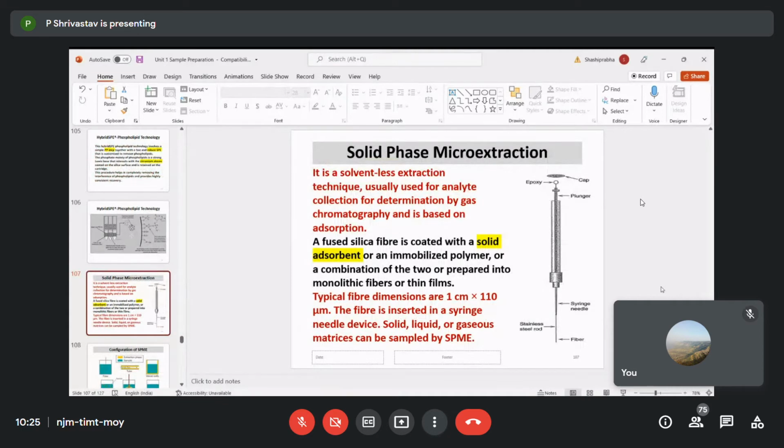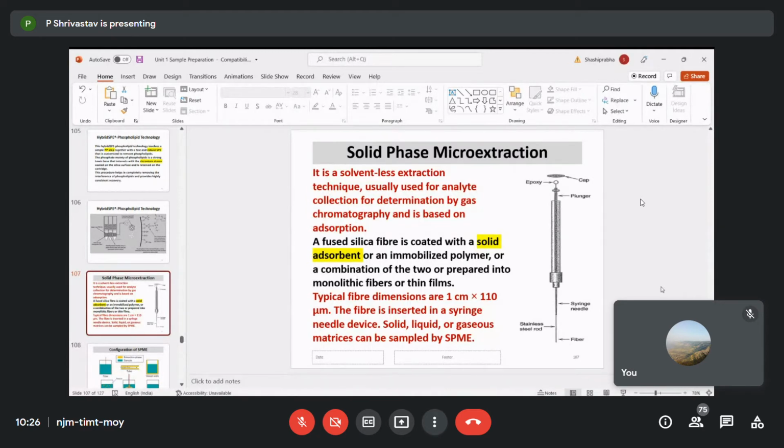The next is solid phase microextraction. So what is solid phase microextraction? It is a solventless extraction technique which is used mainly when we work with gas chromatography. What people are trying to do, which I've already mentioned when I was talking about liquid-liquid extraction, is reduce the volume of organic solvents being used. In protein precipitation, you use a volume of say 2 to 3 mL. In liquid-liquid extraction, you use about 1 to 3 mL. In solid phase extraction also, you use 2 to 3 mL maximum of organic solvents.